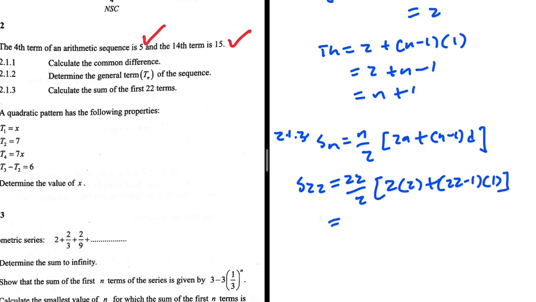So without trying to act fancy, let me just substitute that in my calculator. So I have 22 divided by 2 multiplied by 2a, so that will be 4, plus 22 minus 1 multiplied by 1. I'm getting 275. Okay, so there we go. The sum of the first 22 terms is 275.